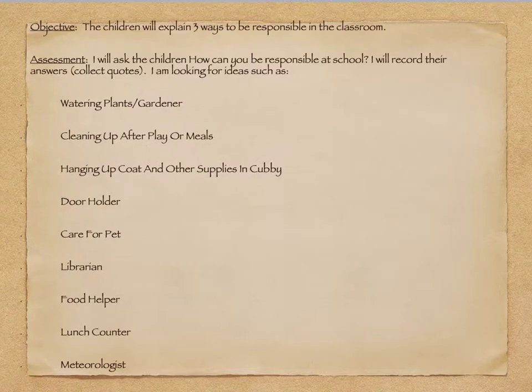Another example might be, perhaps you were doing a unit about rules and responsibilities, and a unit objective in your unit was the children will explain 3 ways to be responsible in the classroom. An assessment for this perhaps would be, I will ask the children, how can you be responsible at school? I'll record their answers or collect quotes. I would be looking for ideas such as, and then I've put a list of ideas that would show responsibility in the classroom.